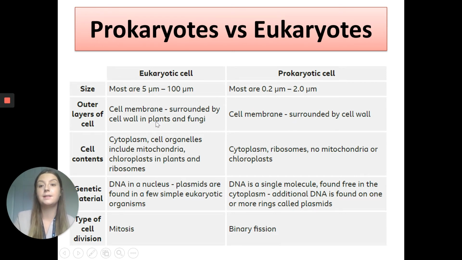So in a plant, the cell wall is made of cellulose, okay? Whereas in bacteria, although you don't need to know this, it's made of peptidoglycan, which is basically amino acids and sugars. So that for your exam is not relevant, but if you want to look into that in a bit more detail, then that's great.